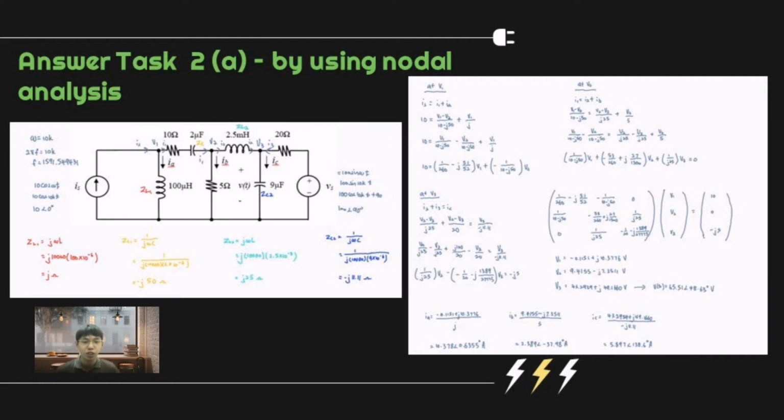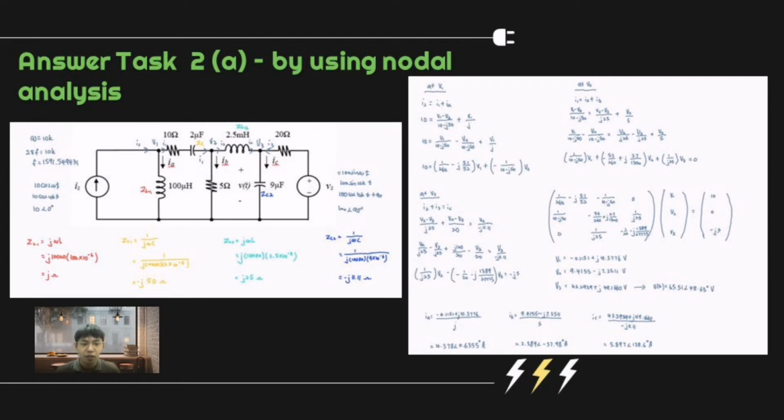So before we actually started every calculation, we have changed all the capacitors and the inductors into rectangular form, using the formula jωL for the inductor, and 1 over jωC for the capacitor. As you can see, I have used 4 different colors to separate them.